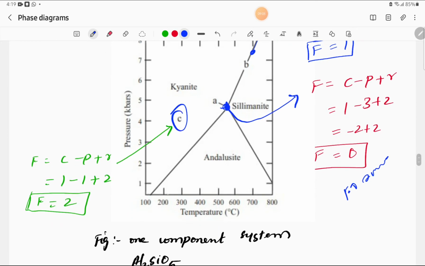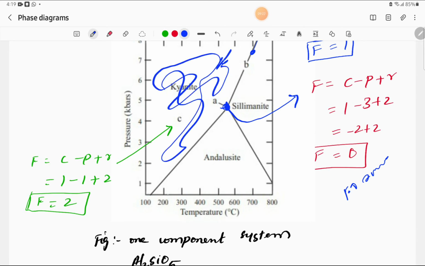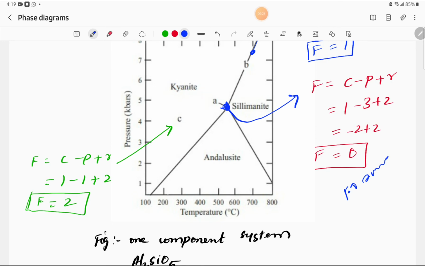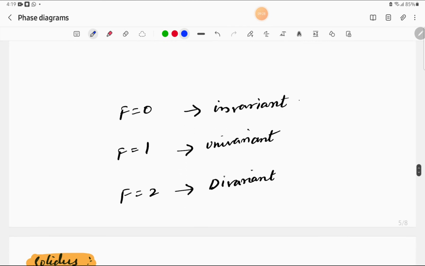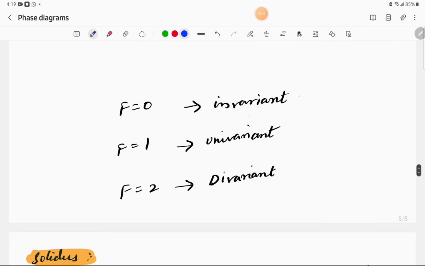And let's consider point C. Here one component and one phase, only kyanite is there, and the two intensive variables, pressure and temperature. When you put this, you get F is equal to 2. So the degree of freedom is 2. It can move freely anywhere in this kyanite phase. As I mentioned, F is equal to 0 is invariant, F is equal to 1 is univariant, and F is equal to 2 is divariant.